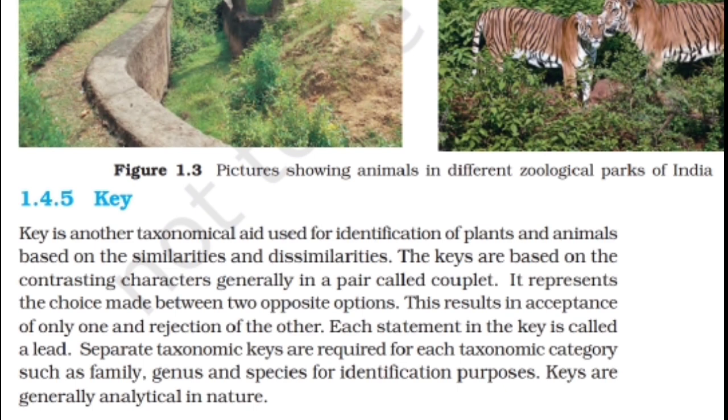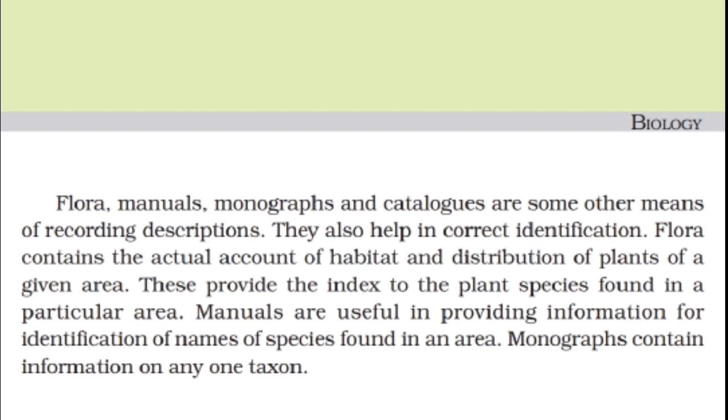Separate taxonomic keys are required for each taxonomic category, such as family, genus, and species for identification purpose. Keys are generally analytical in nature. Flora, manuals, monographs, and catalogs are some other means of recording descriptions. They also help in the correct identification.